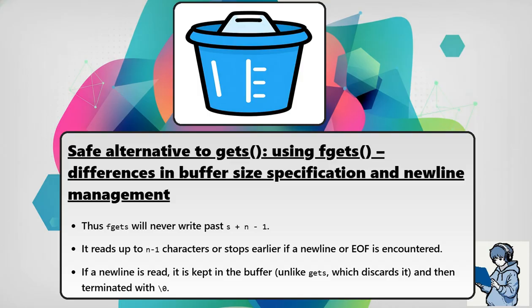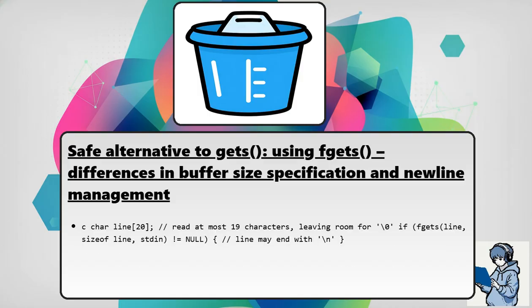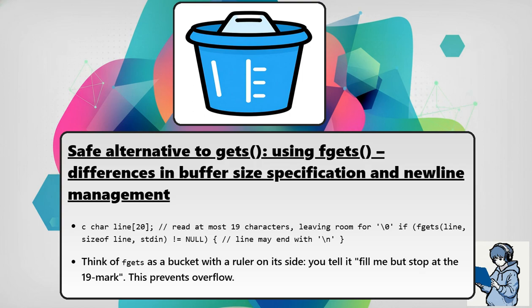char line[20]; // read at most 19 characters, leaving room for \0. if (fgets(line, sizeof line, stdin) != NULL) { // line may end with \n }. Think of fgets as a bucket with a ruler on its side. You tell it, fill me but stop at the 19 mark.